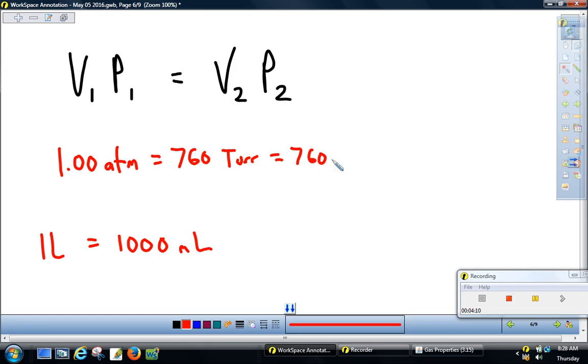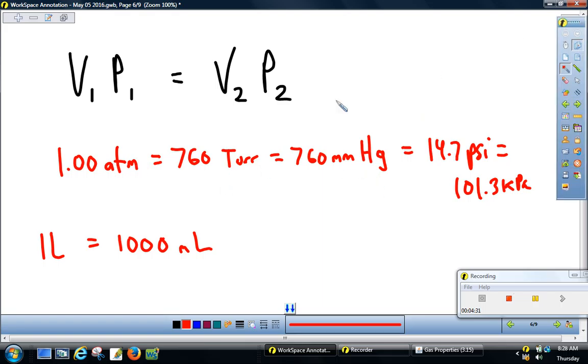We'll push a mercury barometer column up to a height of 760 millimeters of mercury, which is equivalent to 14.7 pounds per square inch of pressure, and is equal to 101.3 kPa, kilopascals of pressure. So you use these for your conversions.